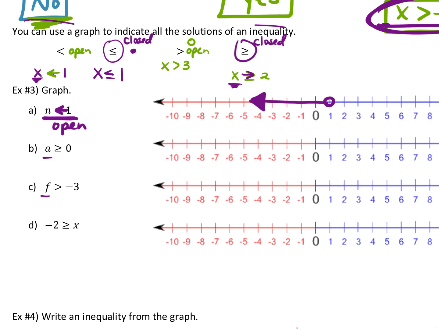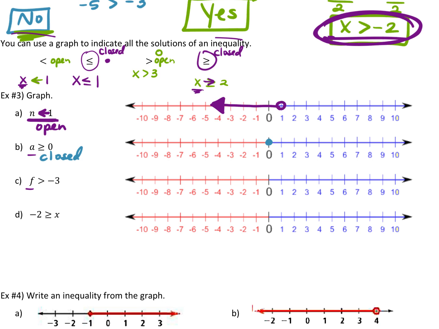All right, so a is greater than or equal to 0. Is that open or closed? Closed. So you're going to put a closed dot at 0. And what direction is your arrow going to point? To the right. Greater than. The number should be bigger than 0, so you want to go to the bigger side.